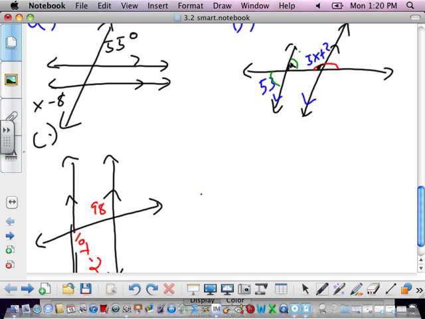Okay. So has everybody got A written down at least? All right, let's look at it. What are those 2 angles? Alternate interior, alternate exterior, corresponding, or consecutive interior? Alternate exterior. And alternate exterior angles are what to each other? Congruent or supplementary? Congruent. So we just say x minus 8 equals 55. Add 8 to both sides. Done. That's it.